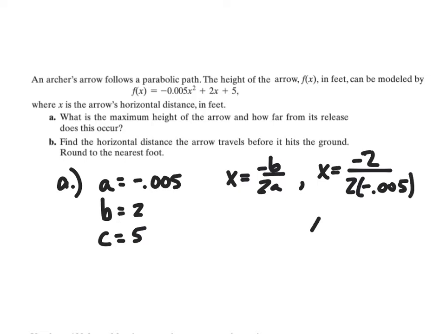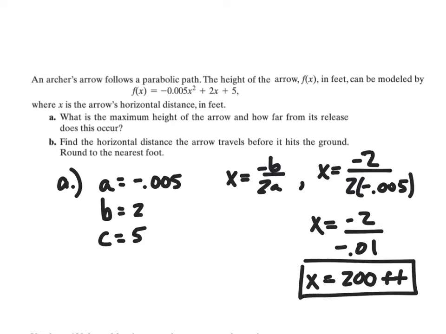So what that's going to give me, x equals negative 2 over 2 times negative 0.005. So 2 times 0.005 is going to give us negative 2 over negative 0.01. Now, when I take 2 and divide it by 0.01, it's going to give us 200. This is going to be positive because a negative divided by a negative is positive. So this is 200 feet, horizontal feet.